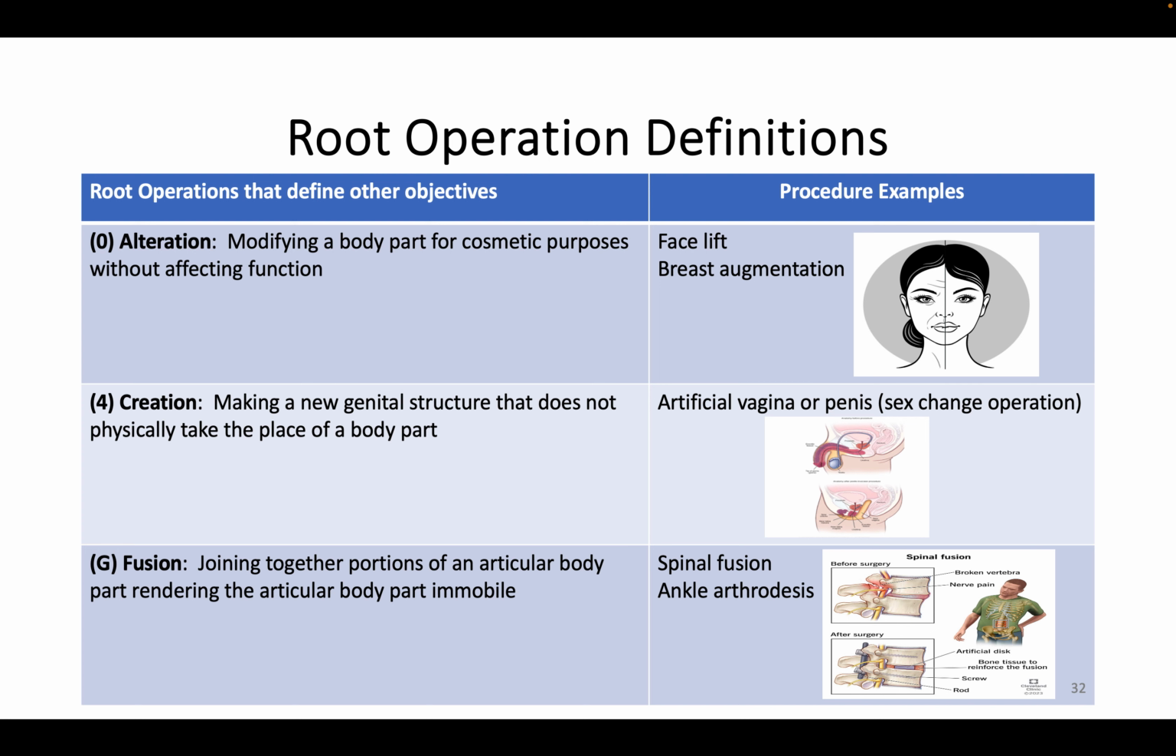This is your artificial vagina or penis, such as in your sex change operations. G is fusion. It's joining together portions of an articular body part, rendering the articular body part immobile. This is your spinal fusions, your ankle arthrodesis.